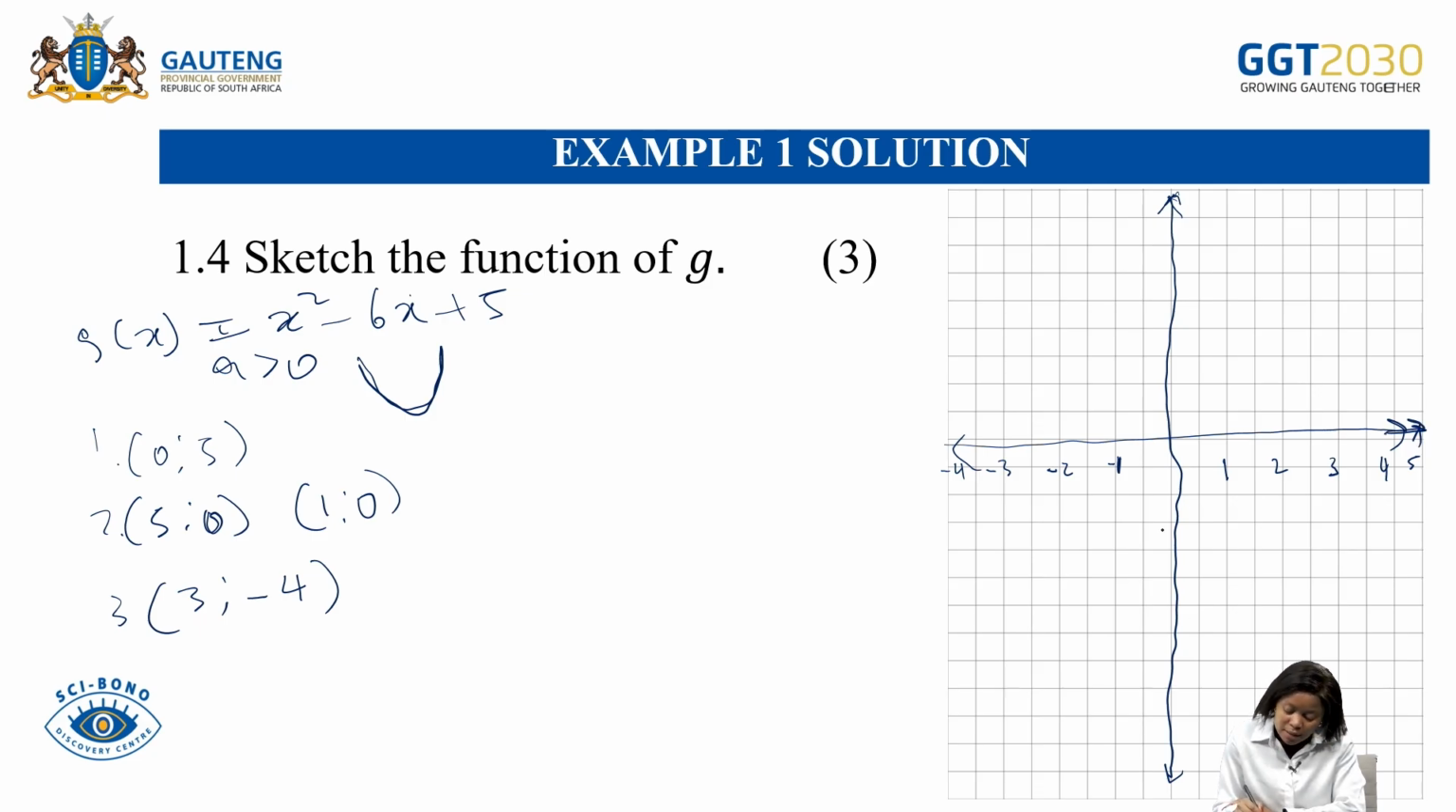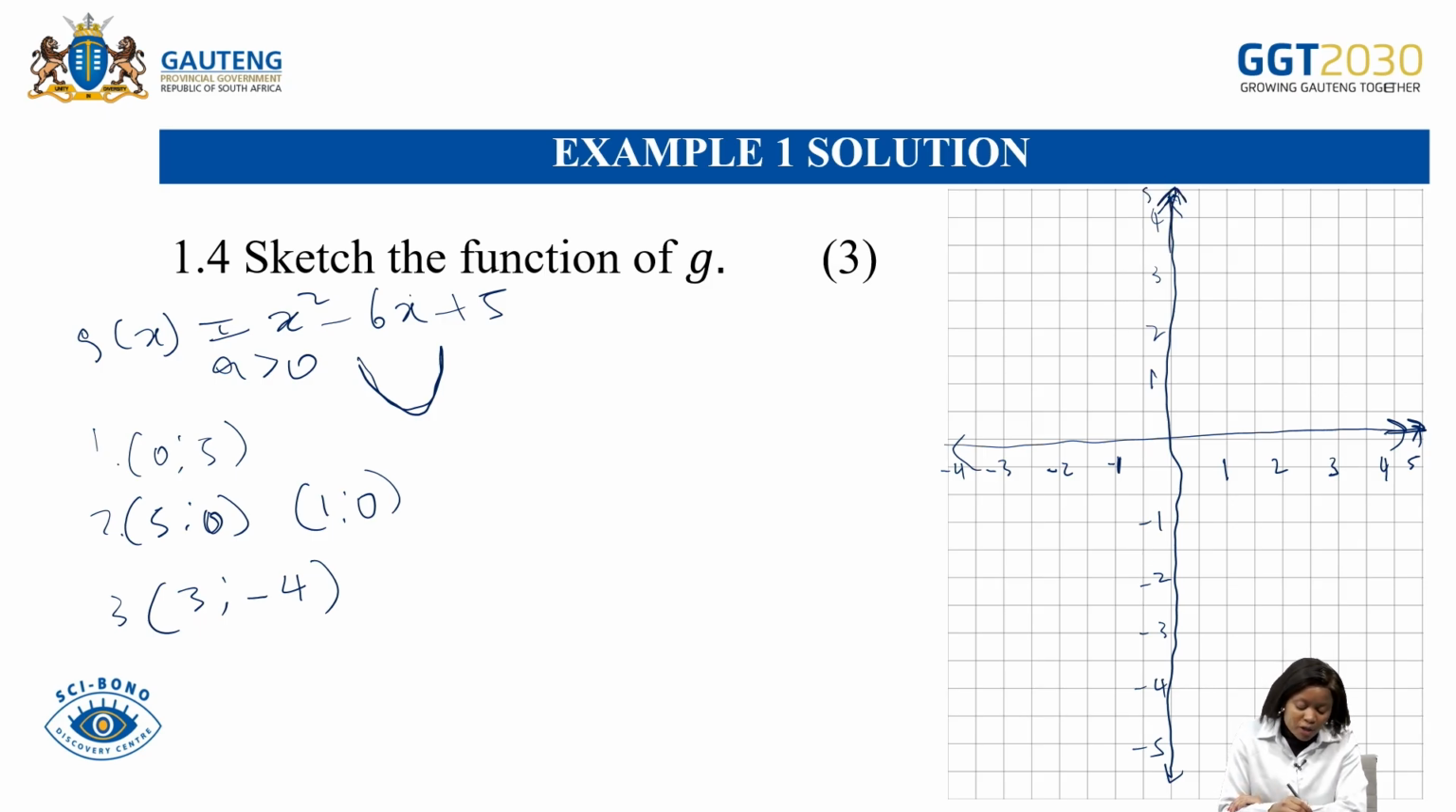Okay, and then this side, the values of y, they are negative, right? So it means you'll have negative 1, negative 2, negative 3, negative 4, negative 5. And this side, you'll have positive 1, positive 2, positive 3, positive 4, and positive 5. Right?